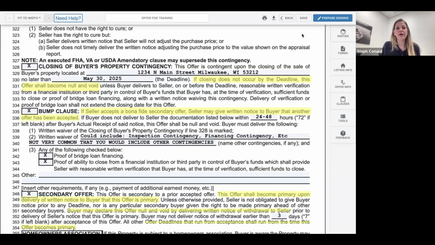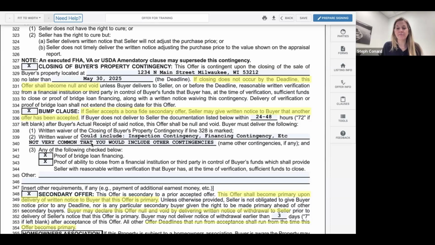So, okay, next up we have the bump clause provision. I'm going to go through this as a standalone, and then I'll tie it back to the home close contingency later on. So a bump clause can be enacted in an offer to purchase. How this works is if a seller accepts a bona fide secondary offer, the seller may give written notice to the buyer that another offer has been accepted.